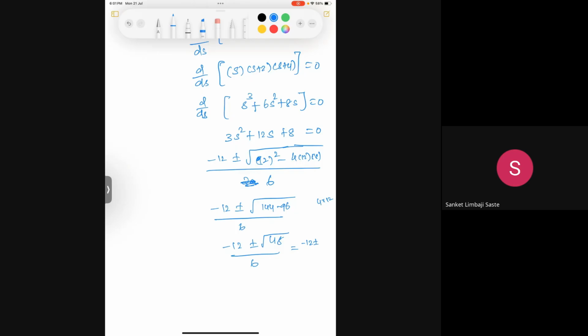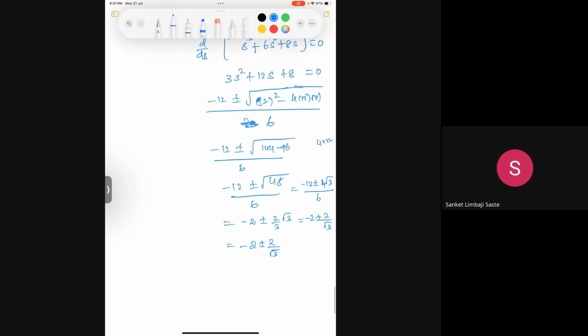Minus 12 plus or minus 2 root, 4 root 3. Yeah, right. By 6 will give you minus 2 or minus by 3 root. These are all the two roots of this equation. If I didn't do properly, just let me know.